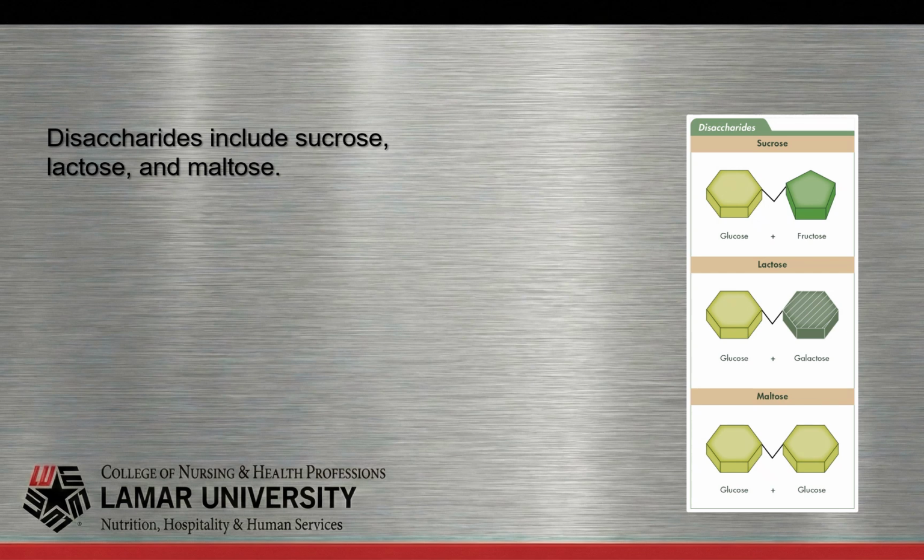Sucrose is a disaccharide composed of glucose and fructose. Lactose, also known as milk sugar, is a disaccharide comprised of glucose and galactose. Maltose, also known as malt sugar, is a disaccharide comprised of two units of glucose.